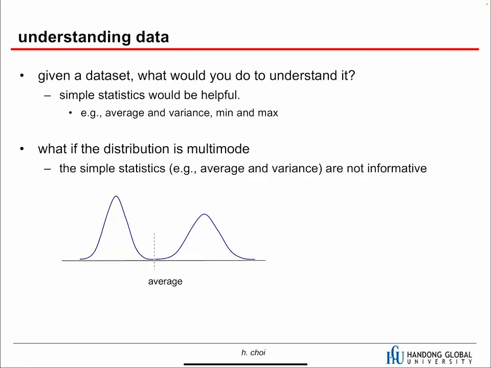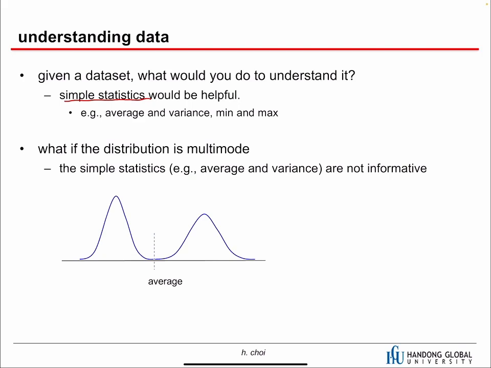When we understand the data, we talked about density estimation. In density estimation, I said if we understand the distribution, then we can understand the data, the population, and there are two approaches, the parametric method and the non-parametric method. In the parametric method, we can think of the Gaussian distribution. If we know the mean and variance, then we can estimate the Gaussian distribution. So basically, simple statistics would be helpful to understand the data.